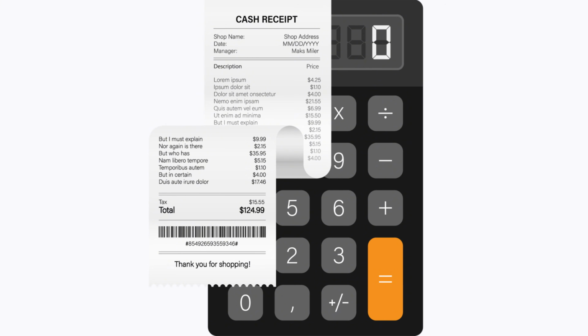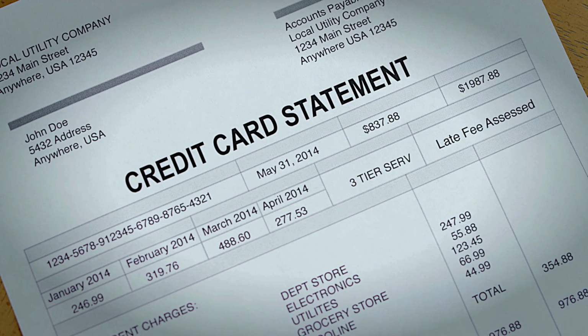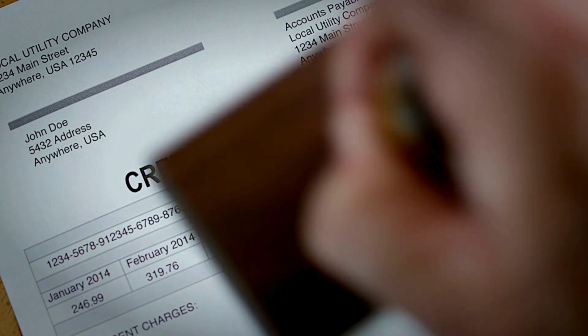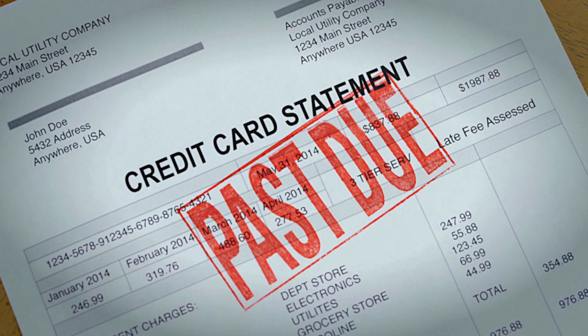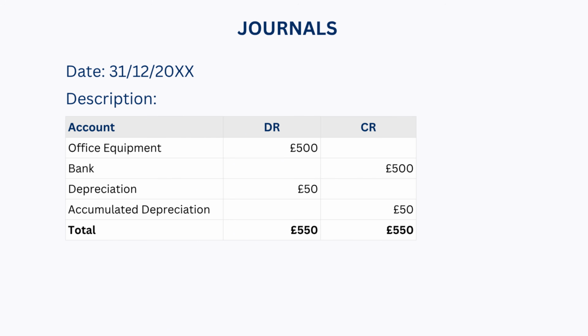Before transactions go into the accounting records, businesses usually have source documents like receipts, invoices, and bank statements. These documents provide evidence that a transaction happened. Accountants record transactions in the journal. Each journal entry shows the date, the accounts affected, the debit amount, the credit amount, and a short description. Every journal entry must follow the double entry rule. For every debit, there must be an equal credit. This keeps the accounting equation balanced.